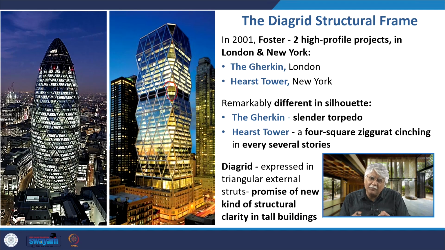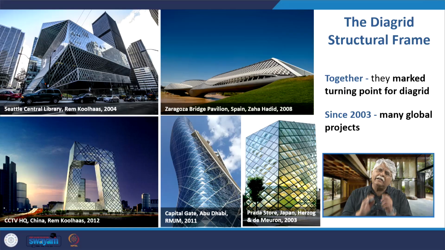The Diagrid expressed in these triangular external struts is a promise of a very new kind of structural clarity in tall buildings. Together they mark the turning point for Diagrid. Since the two buildings have been built, many global projects by various architects have come up.